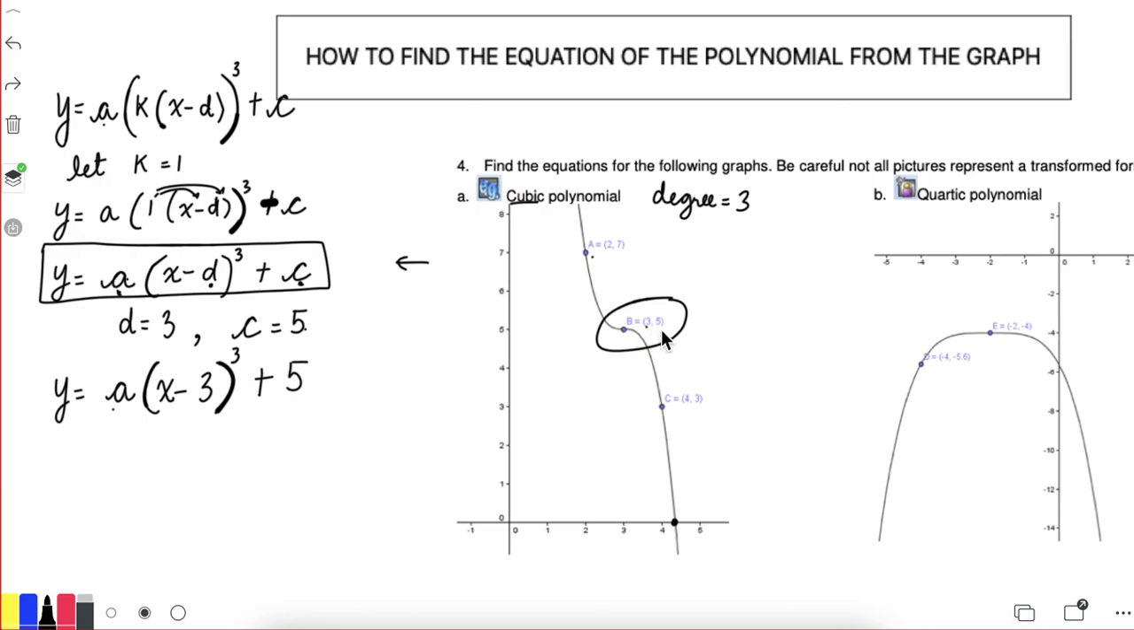X is 3 here and Y is 5. So we're gonna replace the Y here with 5. A we don't know yet. X here is 3, minus, there is already 3 in the equation, to the power of 3 plus 5. And now we just need to simplify the right side here. So leave the 5 as it is. Then we have this a here. Then 3 minus 3, that's a 0 here, to the power of 3.